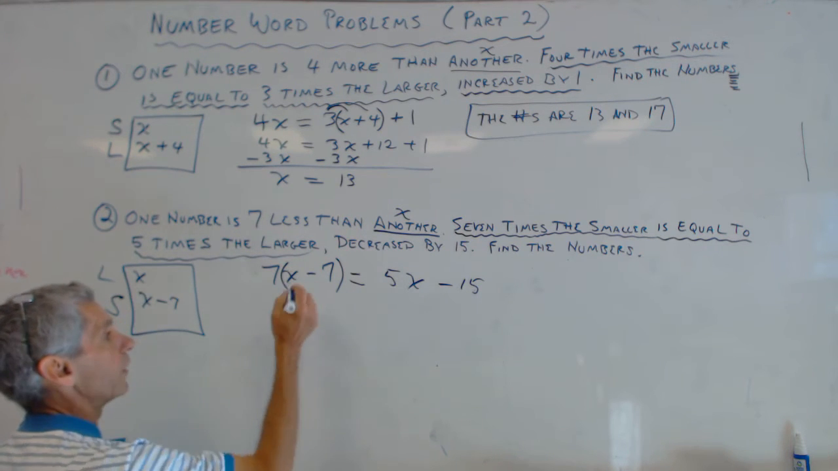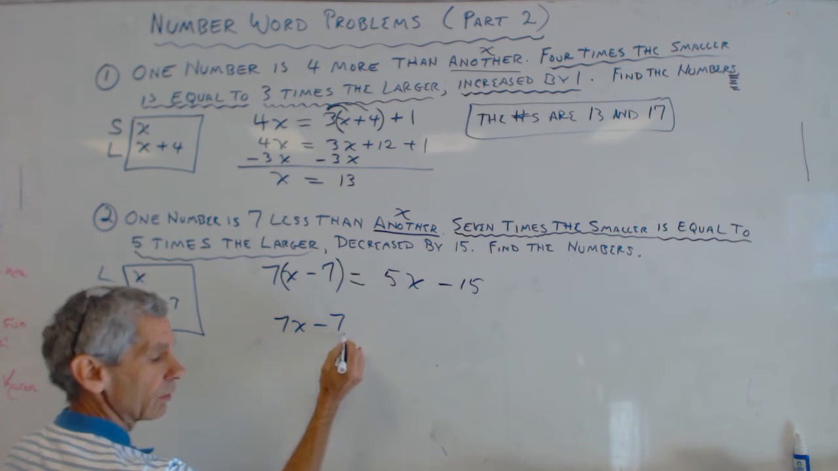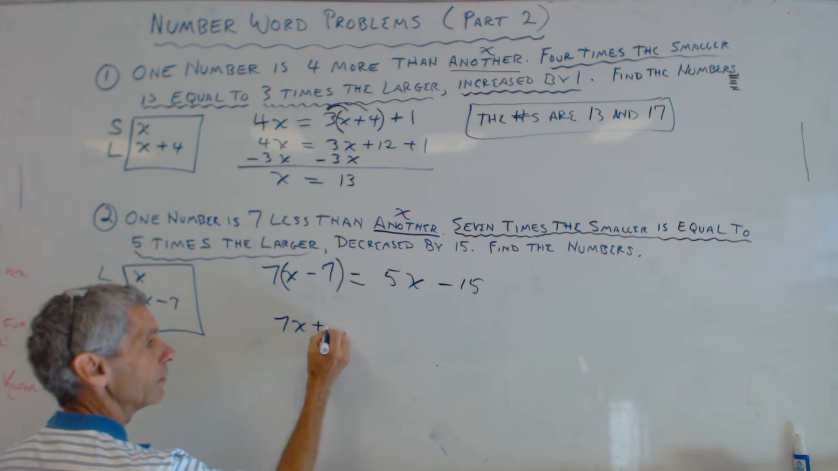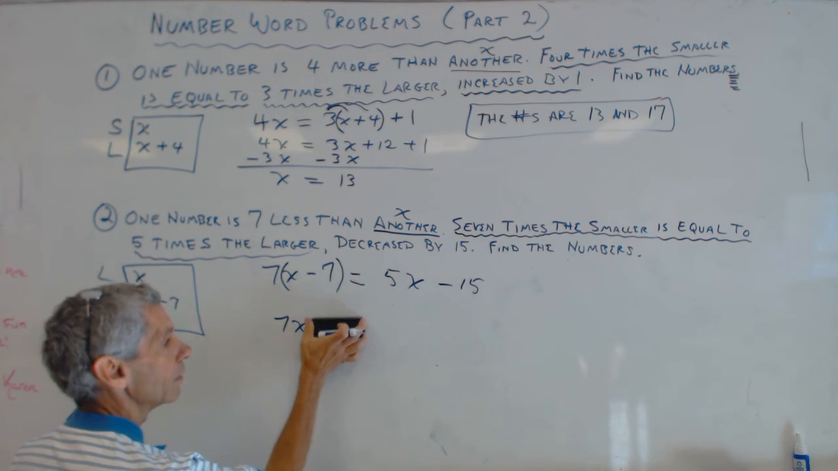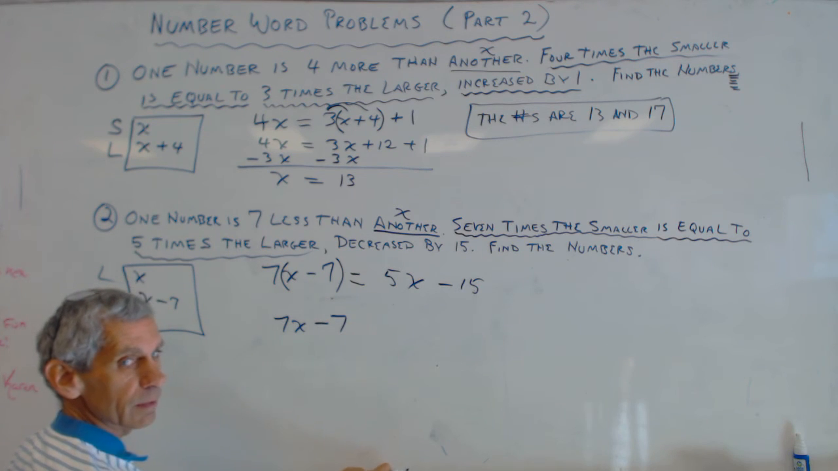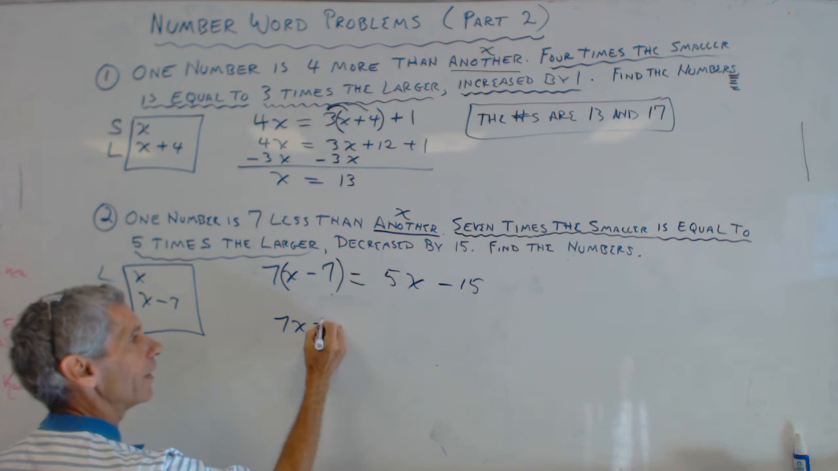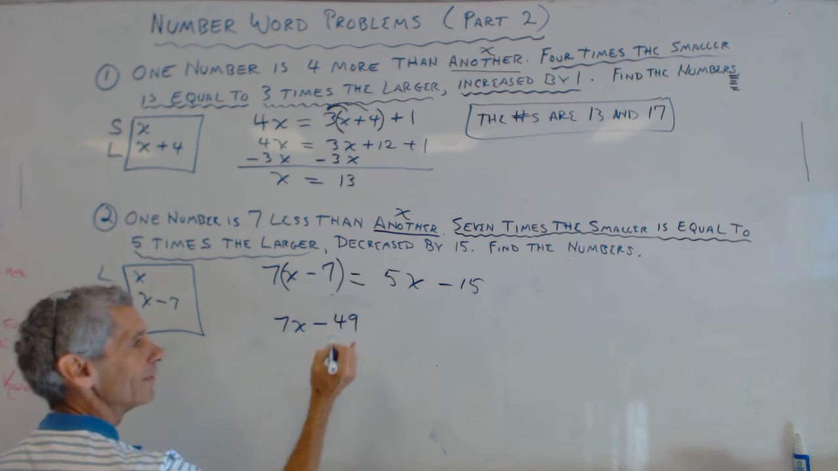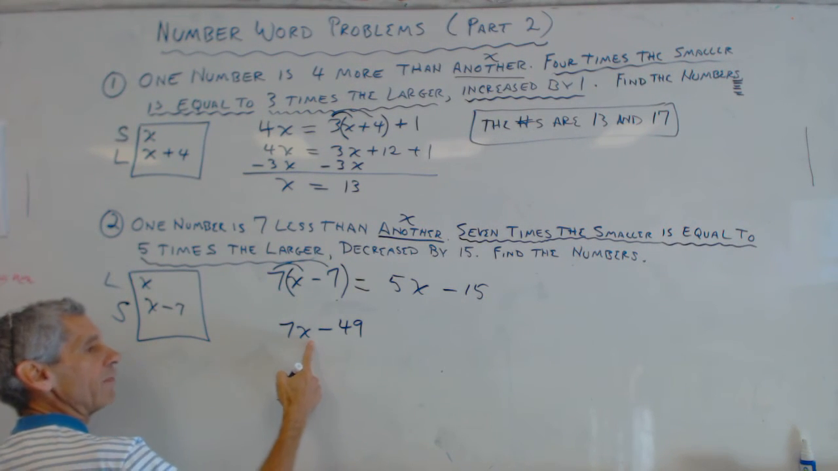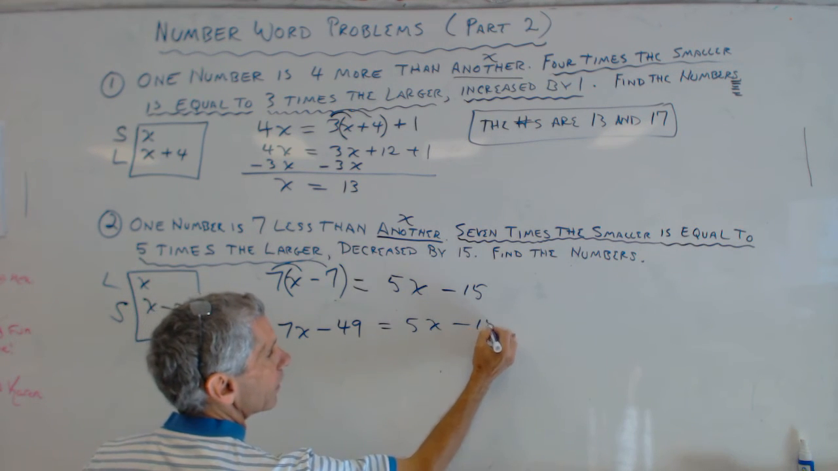Okay, so I've got to use my distributive property, so I have 7x minus 7, right? Positive. Plus 7. Wait, 7x plus 7? No, it's negative, because it's 7x minus positive 7. A positive times a negative. No, is it 49? 7x minus 49, right? Not that different. Positive times negative. 7x minus 49 equals 5x minus 15.